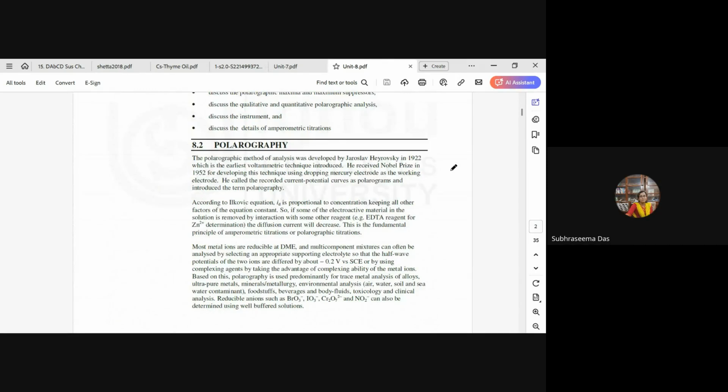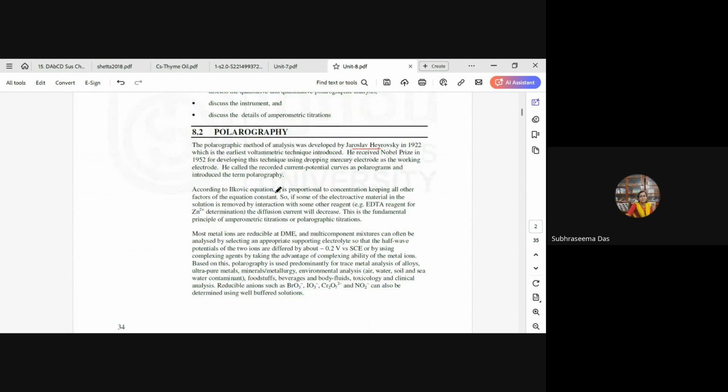Polarography is the earliest voltammetric technique. It was developed by Heyrovsky, and he was awarded the Nobel Prize for developing this polarographic technique. Now, according to the Ilkovic equation, we know that the diffusion current is directly proportional to the concentration. That is, Id is directly proportional to C, or Id is equal to Kc.